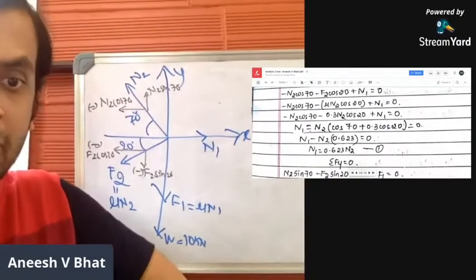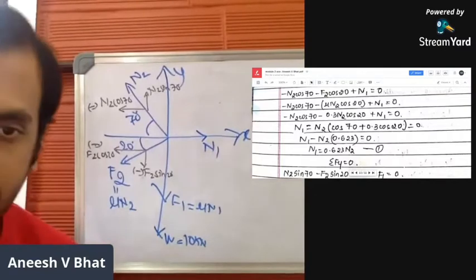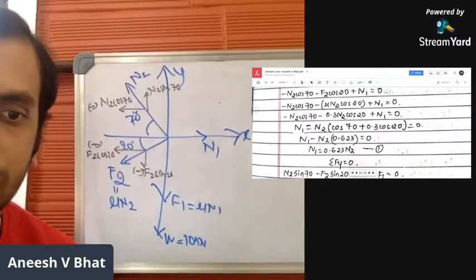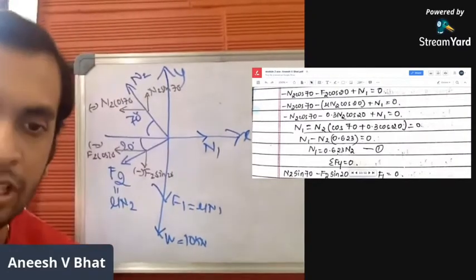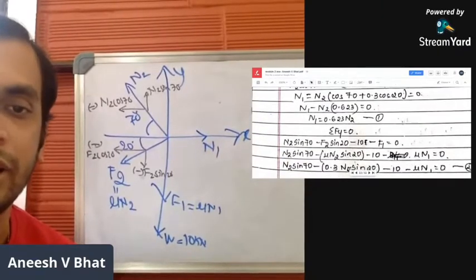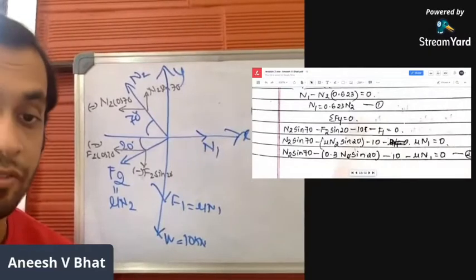Simplify this properly by taking N2 as common factor. N1 is equal to N2 into something. You can find this value. So N1 is equal to 0.63 into N2. Let this be considered as equation number 1. Now apply the second condition of equilibrium, which is summation of Fy equal to 0.